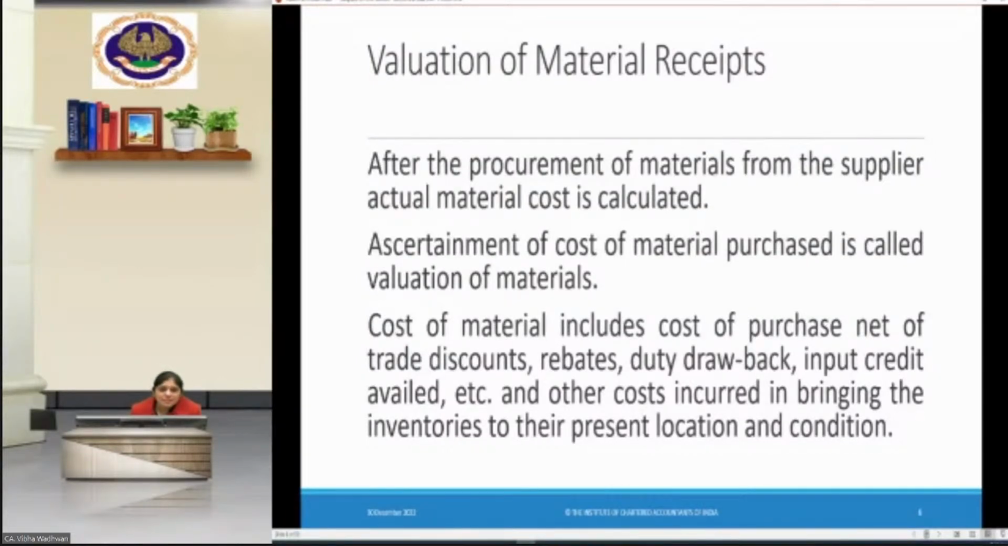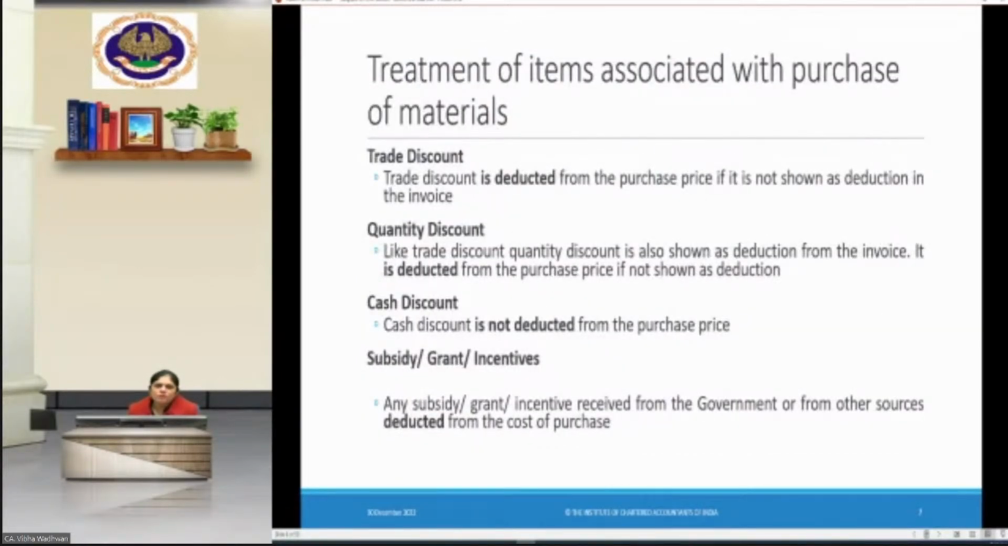So let us see what all costs are included and what the treatment is of other items associated with the purchase of material, whether they should be deducted or not. Trade discount is always deducted from the purchase price. It should be shown as a deduction inside the invoice only. All right. So trade discount is deducted. If it is not shown as a deduction in the invoice, it has to be deducted.